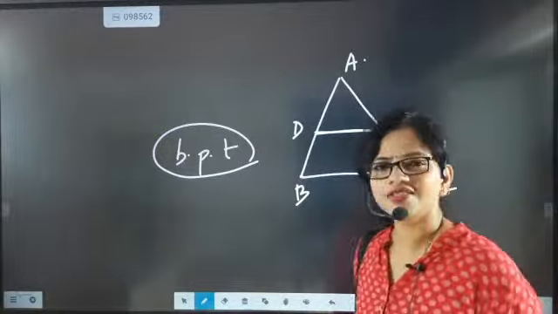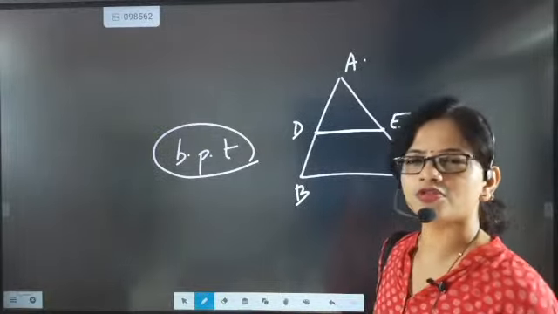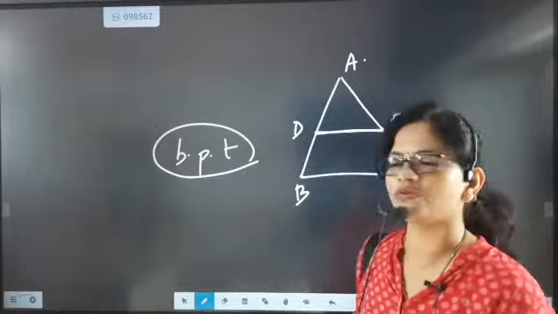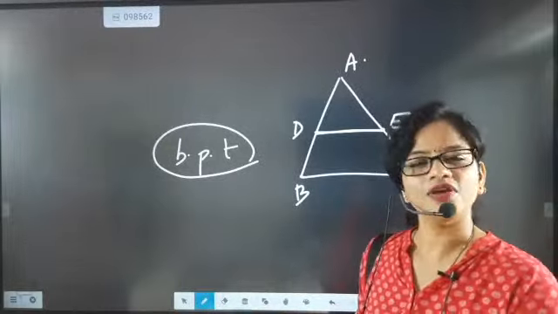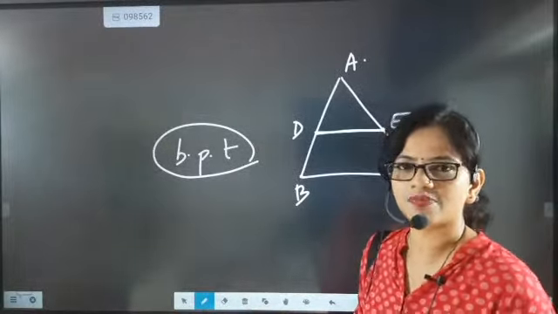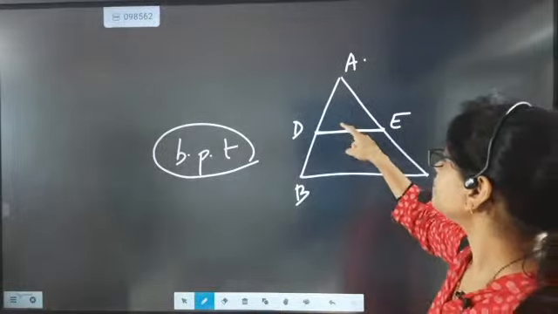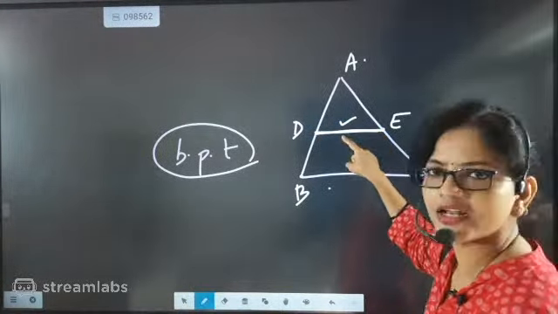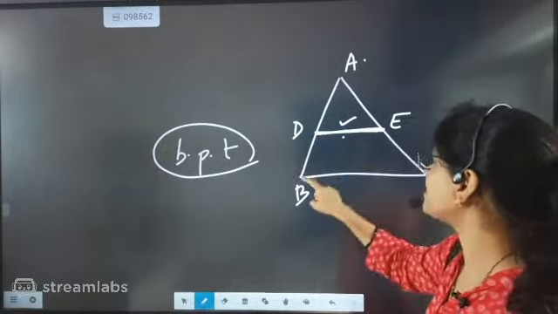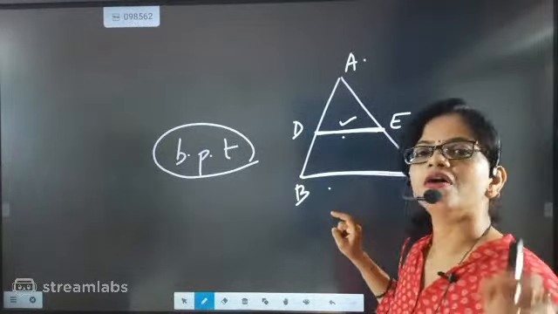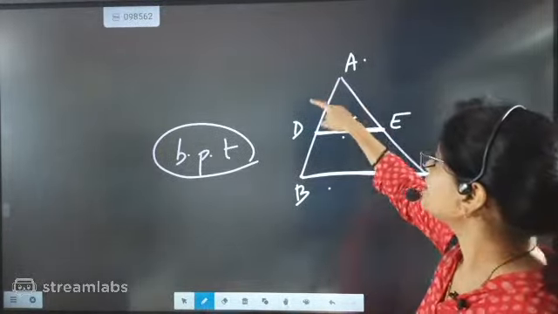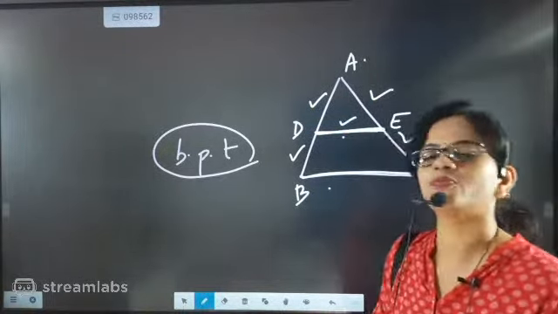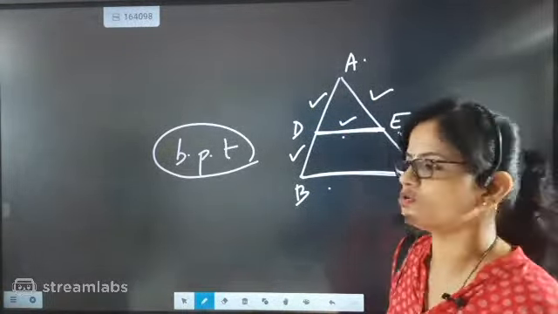So the theorem says that, I am not going to read out the theorem. We are not going to read out the theorem, we are not going to mug the theorem, we are not going to check the theorem. We are going to understand one simple concept: if one side of the triangle is parallel to another side, that means if DE is parallel to BC, then these sides are exactly coming proportional. And this is only the BPT theorem, beta.